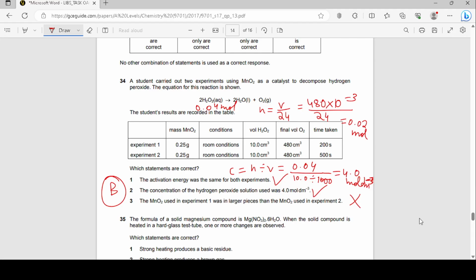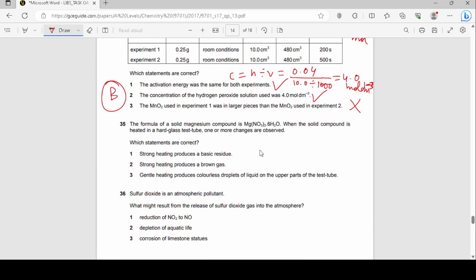And now we shall go to the next question. The formula of a solid magnesium compound is Mg(NO3)2·6H2O. When the solid compound is heated in a hard glass test tube, one or more changes are observed. Which statements are correct? Strong heating produces a basic residue. Okay, so let me just write down the reactions. Upon gentle heating, all that will happen is that you have Mg(NO3)2 plus 6H2O, so you lose the water of crystallization. Gentle heating produces colorless droplets of liquid on the upper part of the tube.